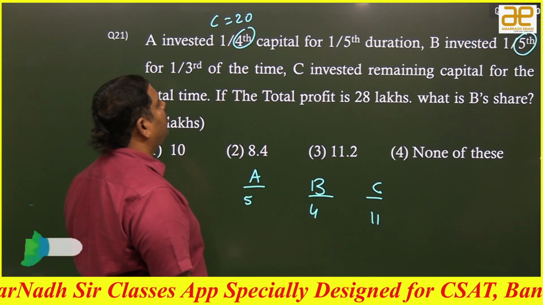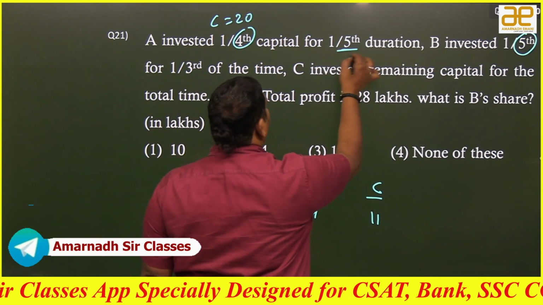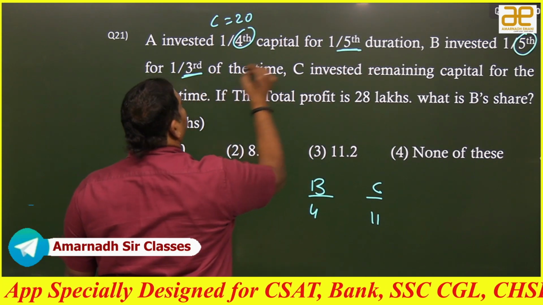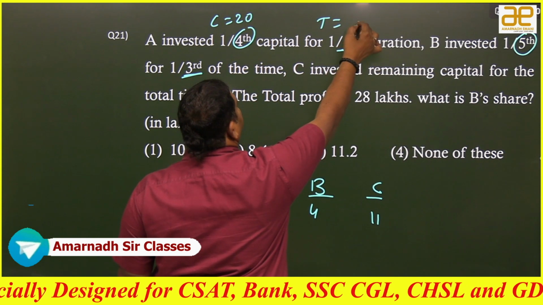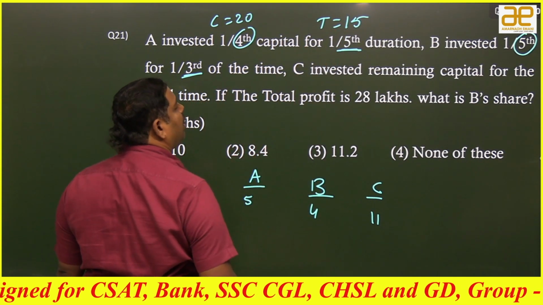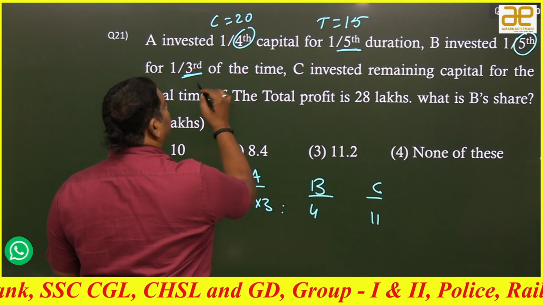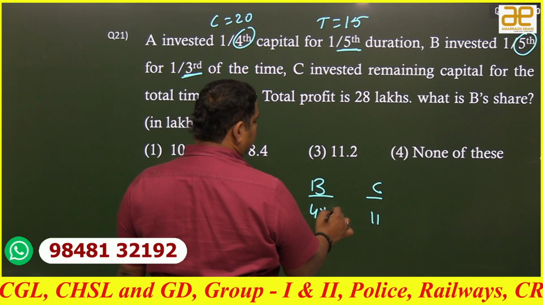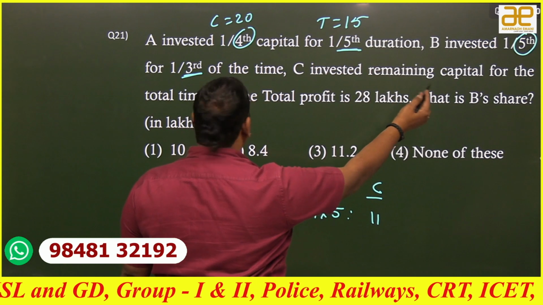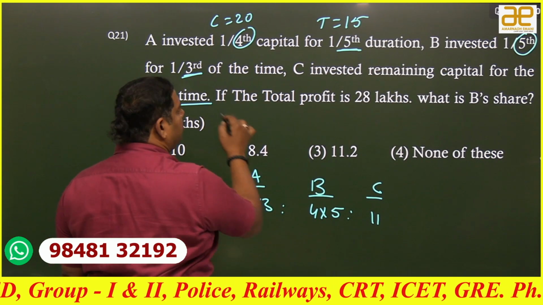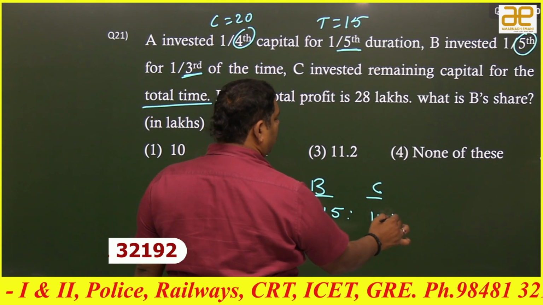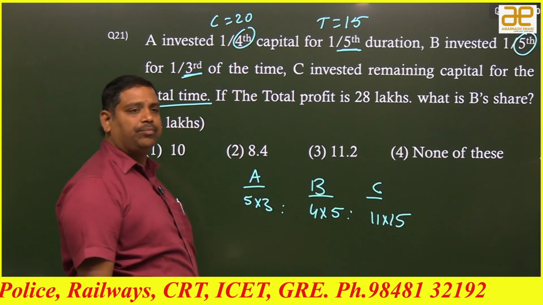Coming to time period, this is 5 and this is 3. 5, 3 means let us imagine the total time as 15. A invested for 1/5 of 15, that is 3 months. And coming to B, 1/3 of 15, that is 5 months. And coming to C, what he said, remaining capital for the total time. Total time means all the 15 months. This is the process referred.